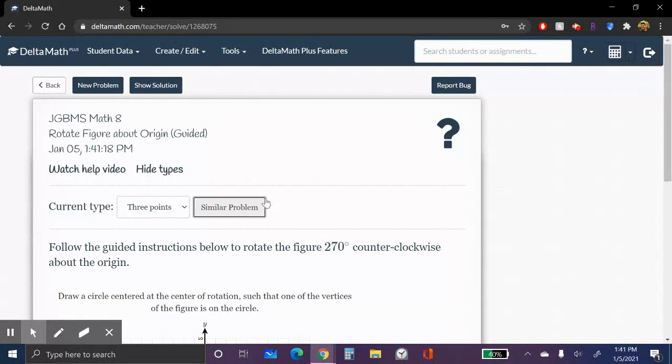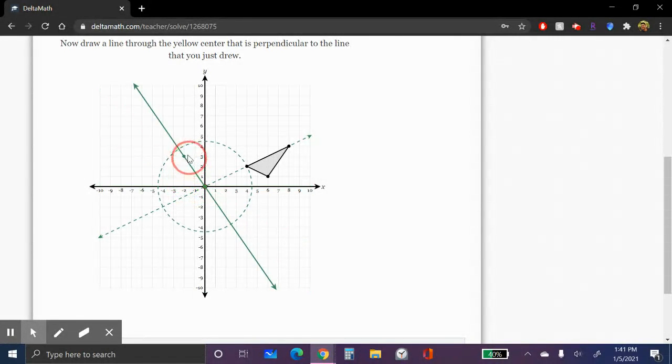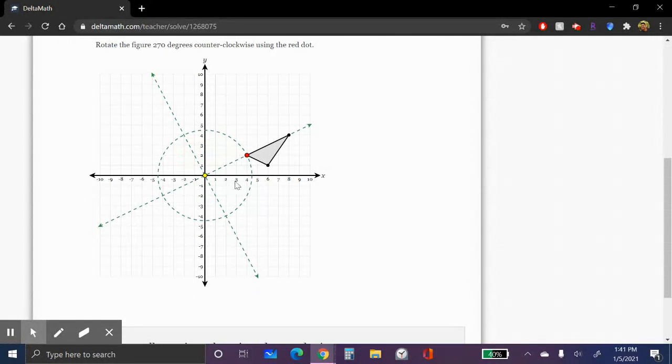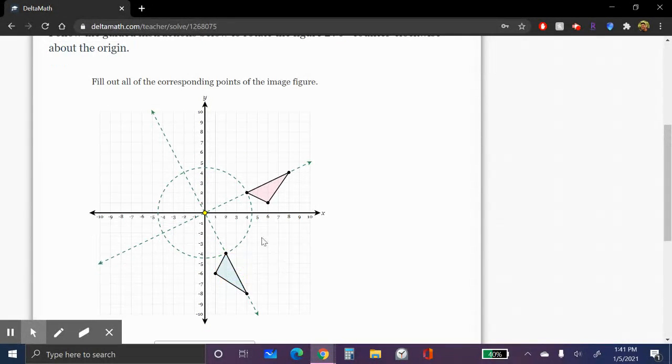Let's do 270 counterclockwise. Okay. Click and drag, make our circle. Boom. Click and drag and make our line. Boom. All right, this went right 4 up 2. That means this is going to go left 2, up 4. Bam. 270 degrees counterclockwise. So we're going against the clock. So I'm clicking and dragging this to go. All right, this is 90, 180, 270 right here.